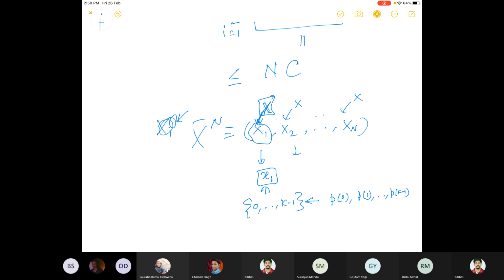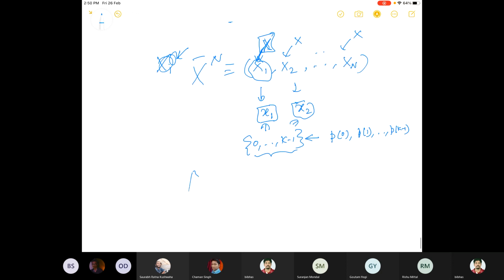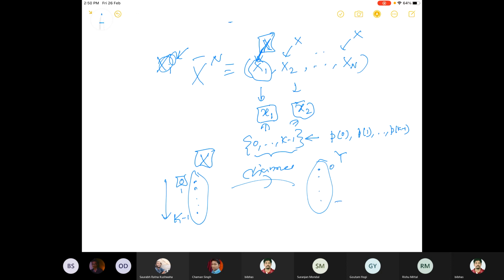Similarly, X2 also belongs to here, okay? But this has a probability distribution P0, P1 up to P k minus 1. If you just remember the definition of this channel, this is the channel. So what we are saying here is this is 0, this is 1, this is, let's say, K minus 1, okay? And each of these symbols has a probability associated, and the random variable is X. When you send X, you will receive some Y, okay? Send X means you will pick one particular letter, then here you'll get one of these letters, let's say, from 0 up to j minus 1, okay?